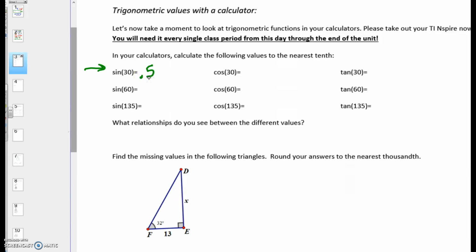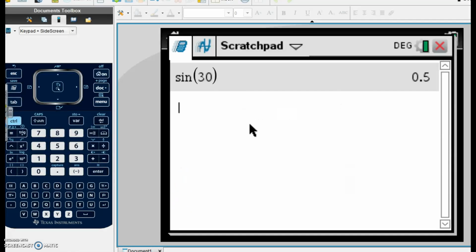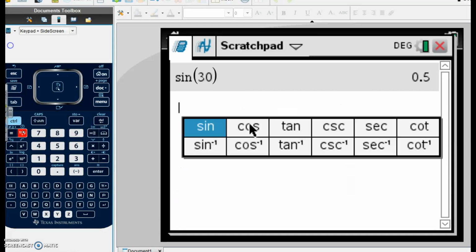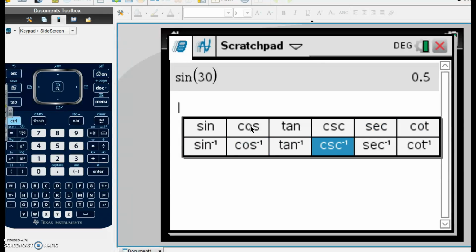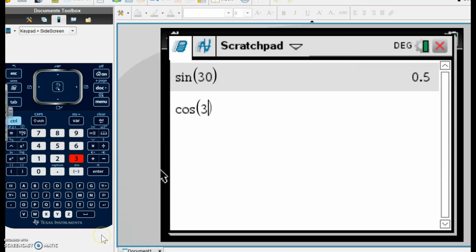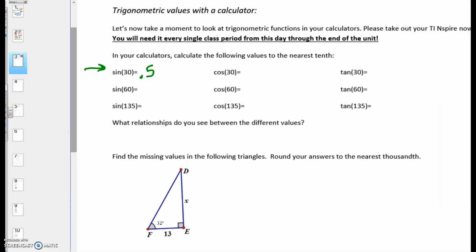Now let's look at cosine of 30 degrees. So I go to my Trig button, cosine, 30 degrees, and we get a super funky number, 0.866. So I'm going to come back over here. We're rounding to the nearest tenth, so that gets me 0.9, so on and so forth. I want you guys now to pause and fill out the rest of this table on your own.